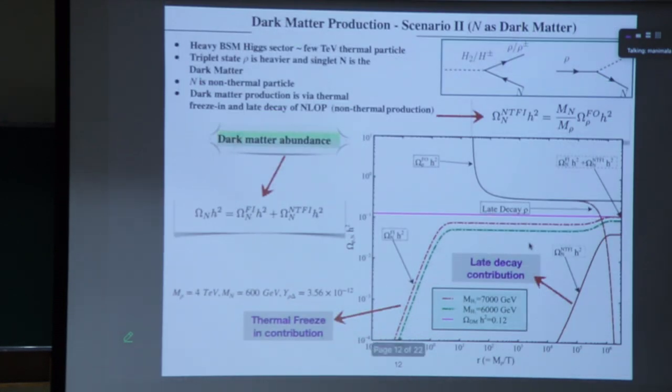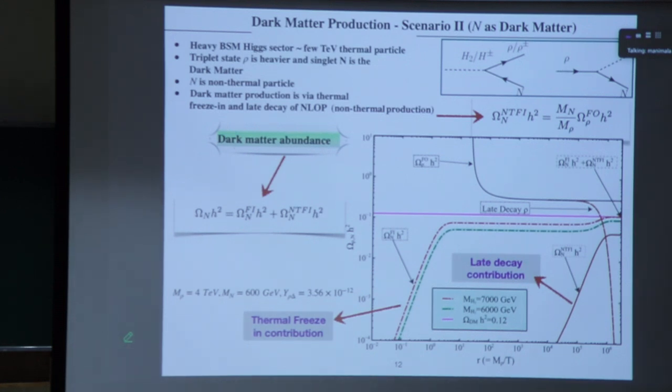Now the second part is where rho is not the dark matter, N is the dark matter. Now remember, N is a freeze-in dark matter. So that basically implies that it was never in thermal equilibrium. Here the primary production modes are H2 or H plus minus to rho N. This is the thermal production mode. And then there is the additional contribution from rho decay.